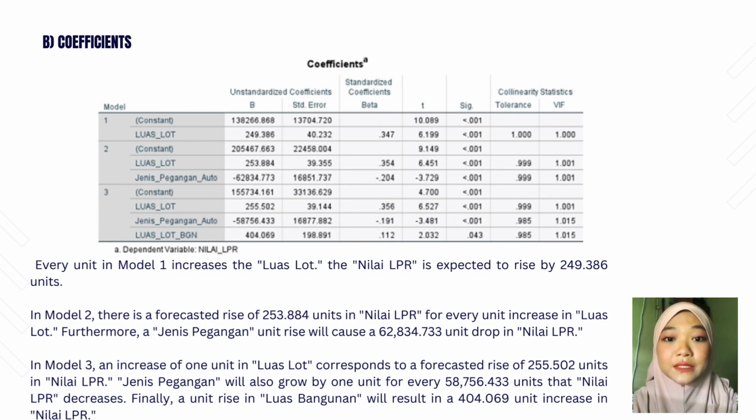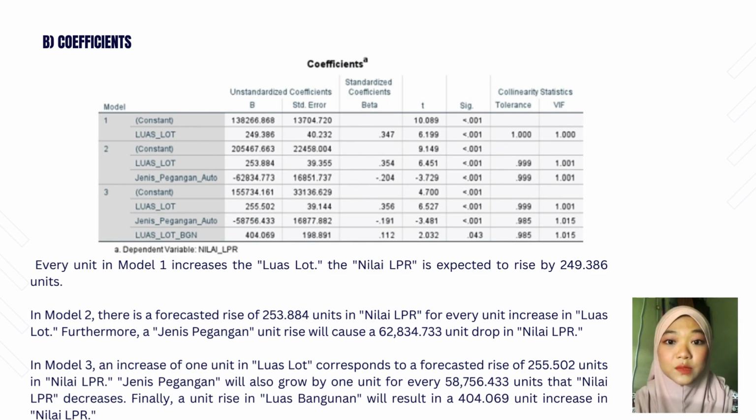In Model 2, there is a forecasted rise of 253.884 units in nilai LPR for every unit increase in luas lot. Furthermore, a one-unit increase in jenis pegangan causes a 62834.733 unit drop in nilai LPR. In Model 3, an increase of 1 unit in luas lot corresponds to a forecasted rise of 255.502 units in nilai LPR. Jenis pegangan will also grow by 1 unit for every 58756.433 unit that nilai LPR decreases.